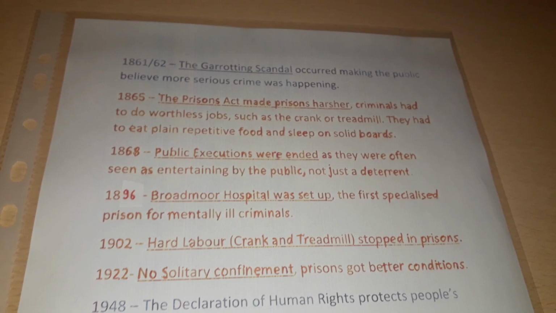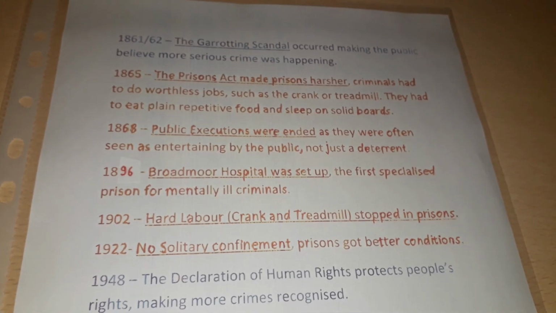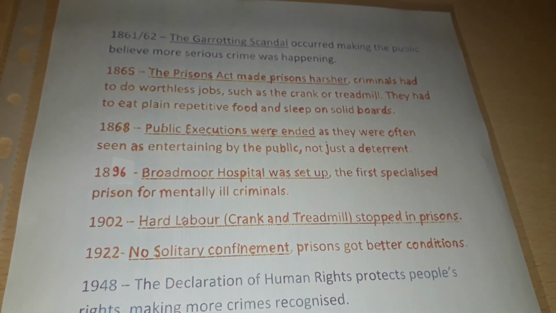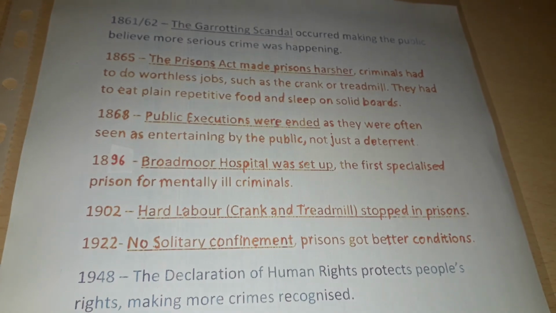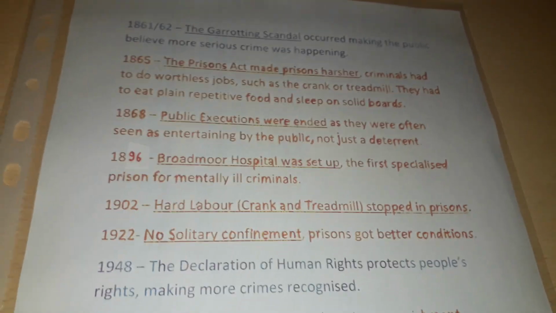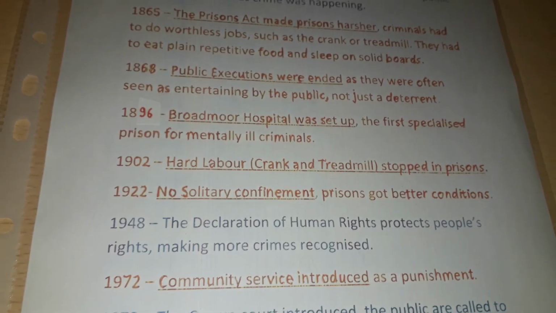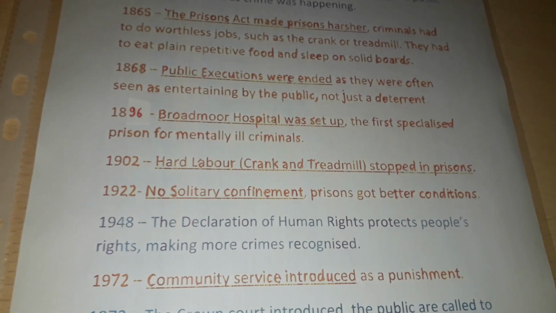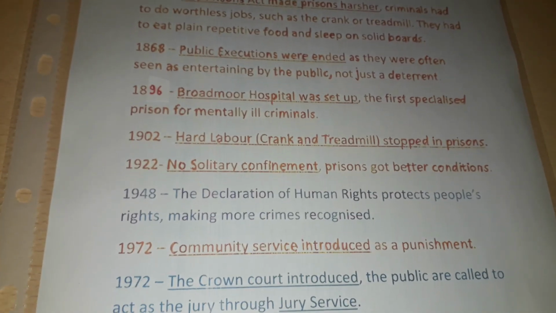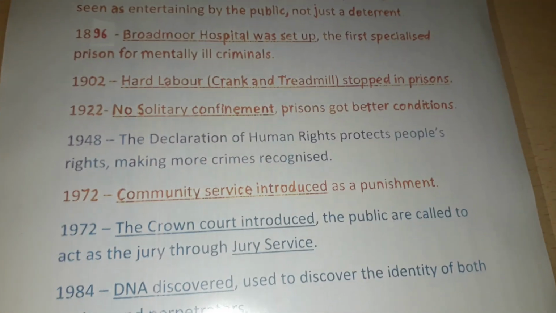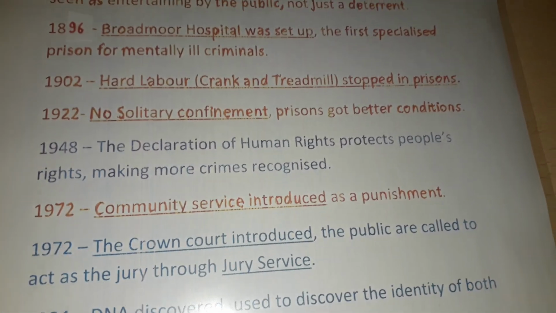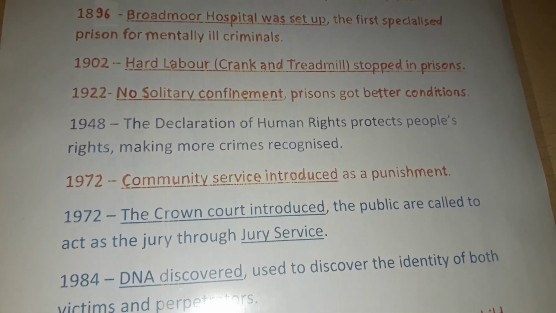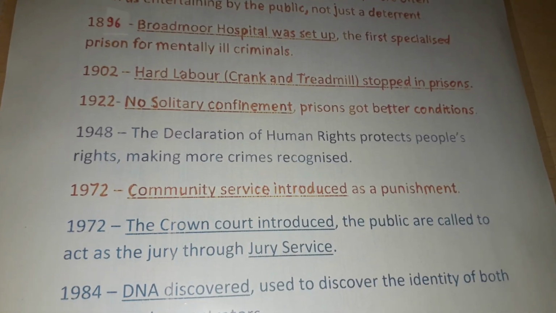And this was a positive, as it could do a lot of bad things to people and make them feel a lot worse. And prisons overall got much better conditions because of this, because people were not on their own, not stuck in a little cell. In 1948, the Declaration of Human Rights was made, and it protects people's rights, making more crimes recognised. So more bad things happening in the world would actually be considered crimes instead of just being considered okay because of this.